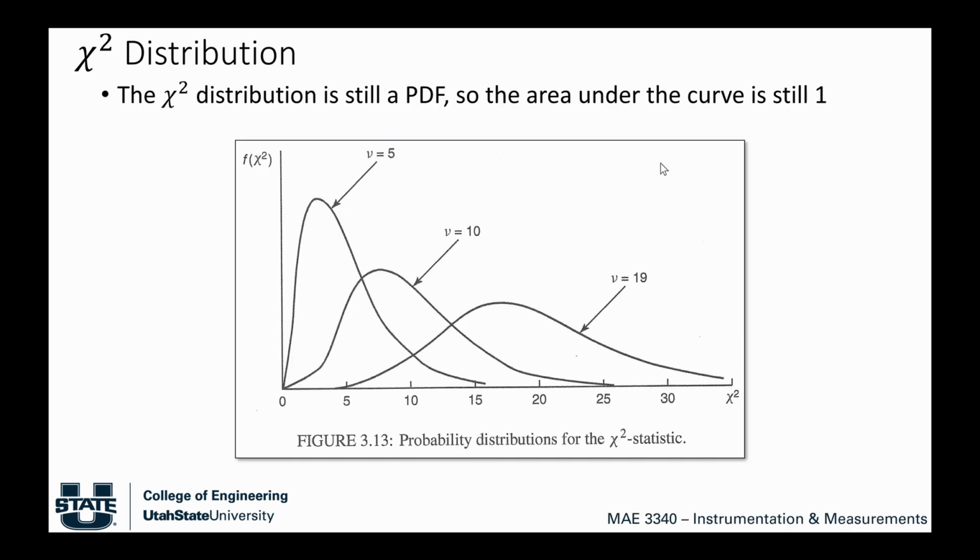So the chi-squared distribution looks like this, and it is offset to the left side, but as we increase our number of degrees of freedom, we get something that looks more and more like a Gaussian distribution. It's still a probability distribution, so the area under the curve is still 1, which is important once we get into the table of data, because we understand that all probabilities are captured under this probability distribution function.